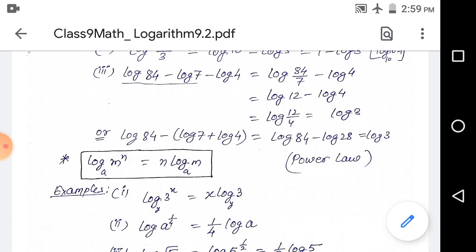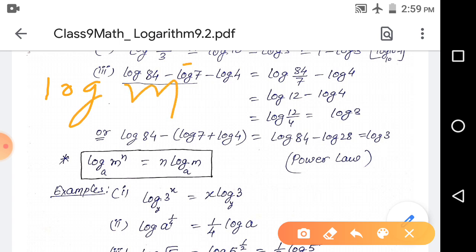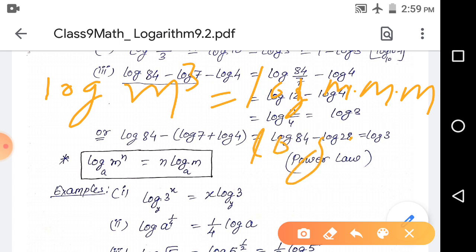Okay, if you use the product law here, then it can be explained like this. Suppose that we have log m to the power 3. Then log m to the power 3 means log of m into m into m, 3 times m. So if we use the product law, we have log m plus log m plus log m, 3 times. Then what we got? log m plus log m plus log m.